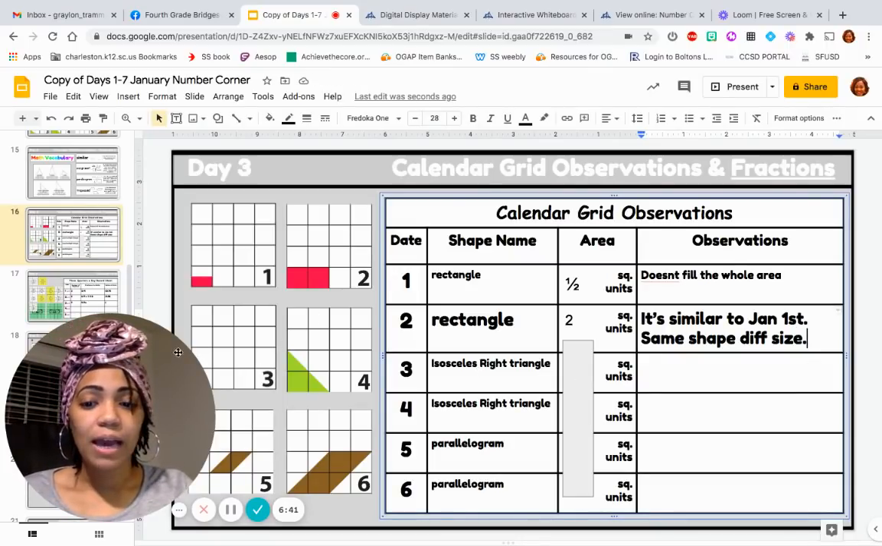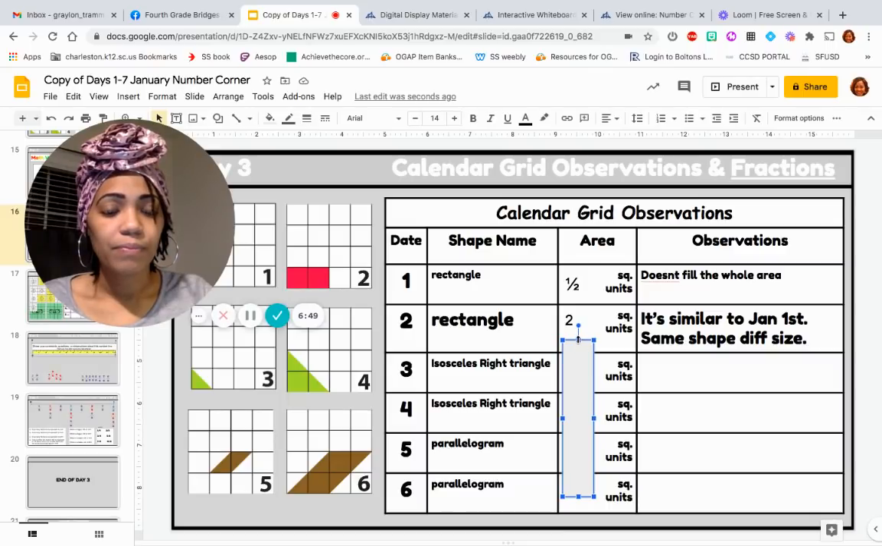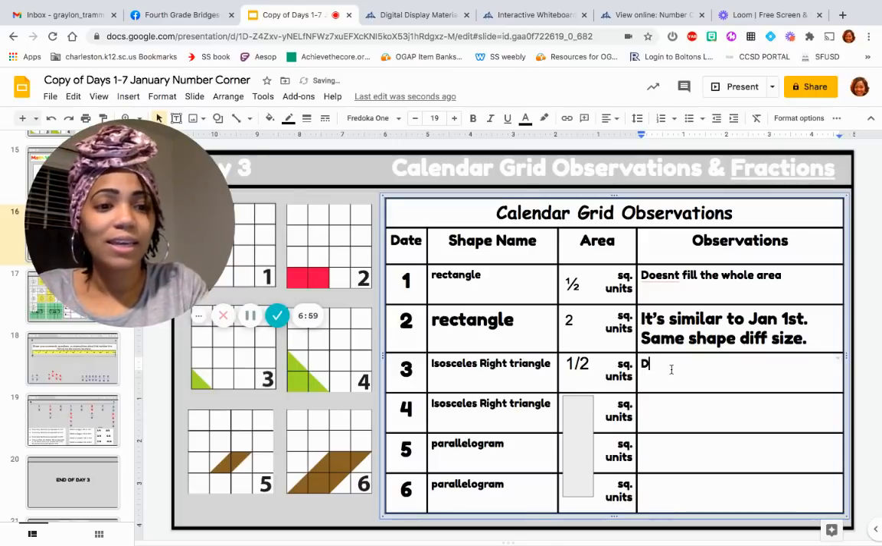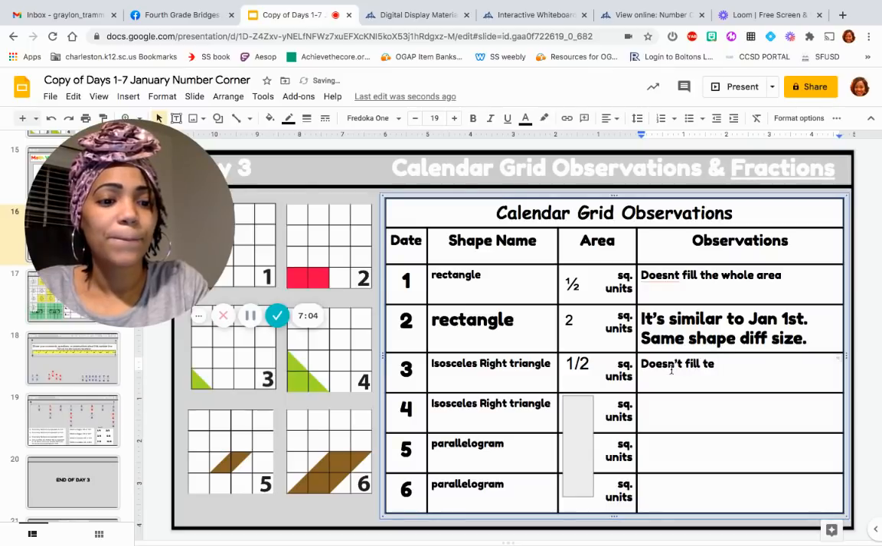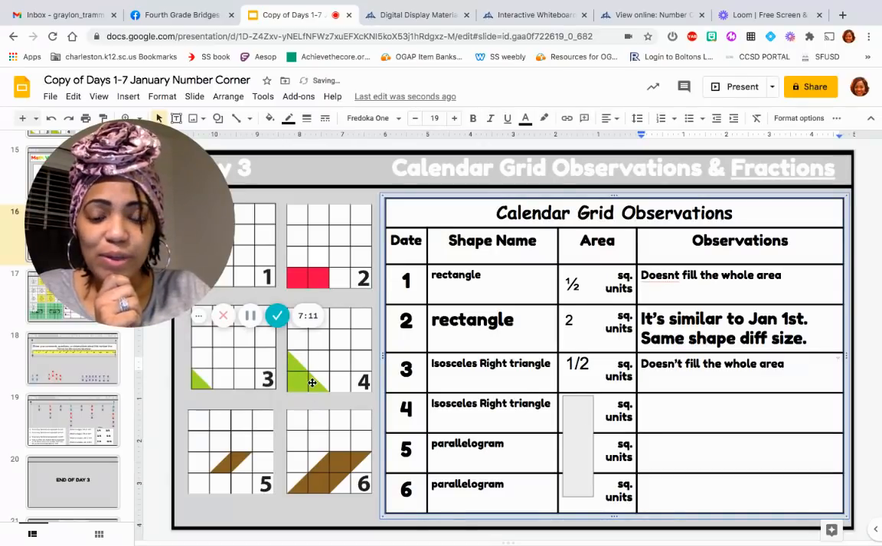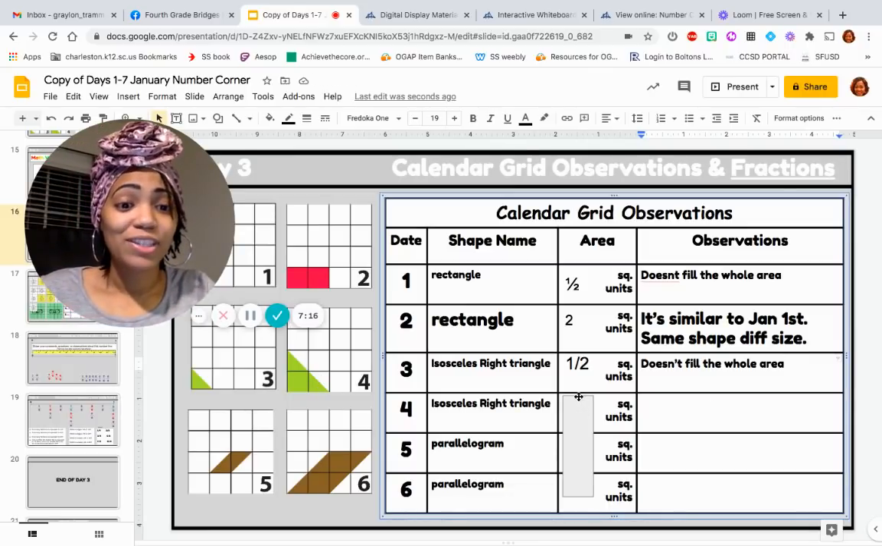All right, then we have our triangle here. What do you think our area is going to be for this shape? Yeah, it is also 1/2 of a square unit because it does not fill the whole area. Right, and then for our isosceles right triangle, we have one full square unit here, 1/2 plus 1/2, which gives us 1.